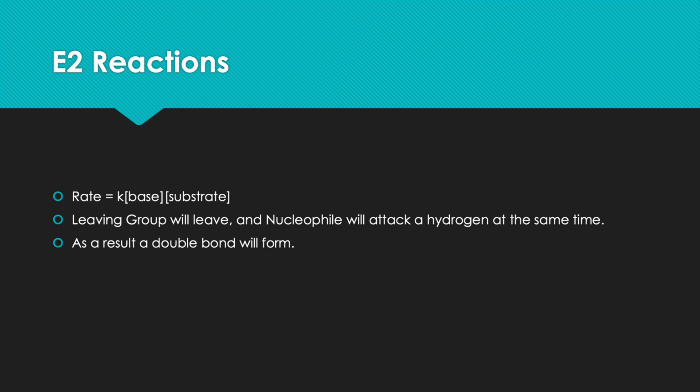E2 reactions. The rate of an E2 reaction is dependent upon k, which is a constant, times the concentration of the base times the concentration of the substrate. The following are the E2 reaction steps. All in one step, a leaving group will leave and a nucleophile will attack a hydrogen at the same time. There is no intermediate step in an E2 reaction, unlike E1 reactions. As a result of the leaving group leaving and the nucleophile attacking the hydrogen at the same time, a double bond will form.